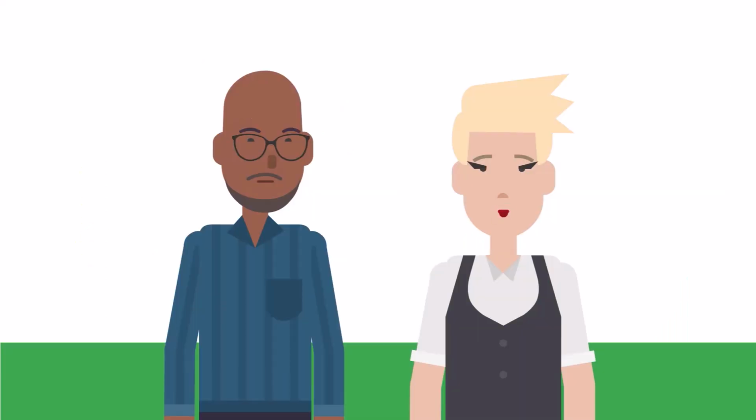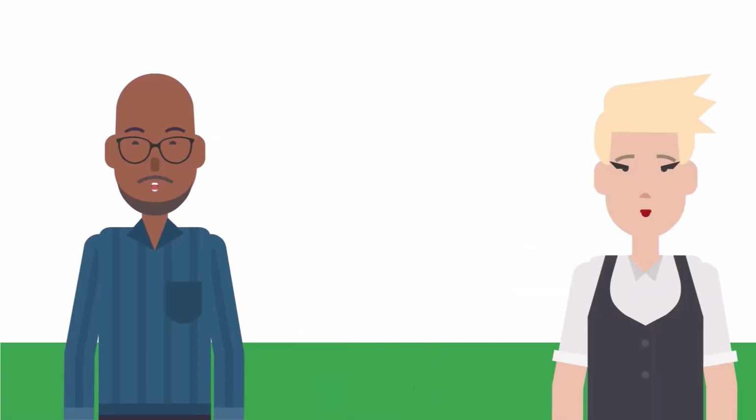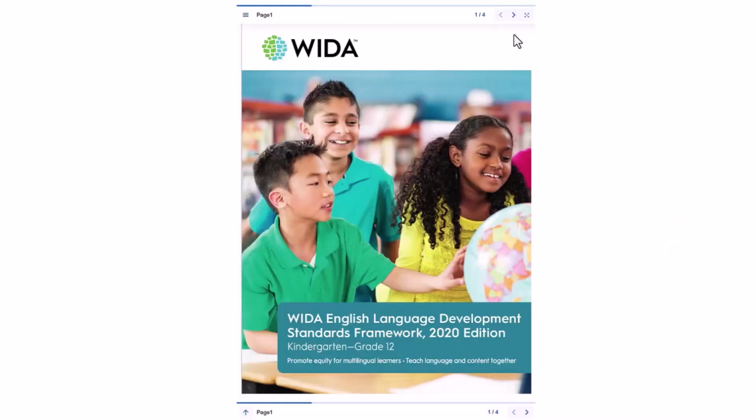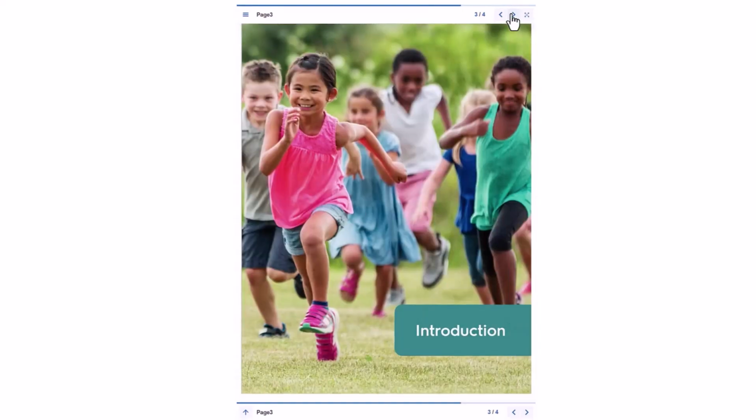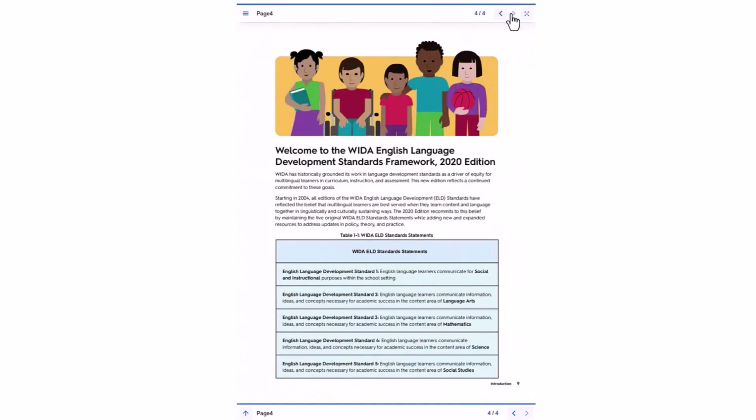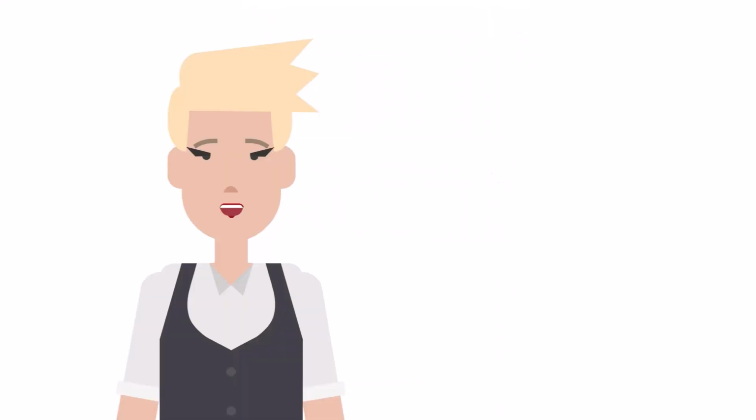Now, let's take a look at the WIDA ELD Standards Framework. In December 2020, we published the 2020 edition of our English Language Development Standards Framework. The WIDA ELD Standards Framework is centered on equity and fosters the assets, contributions, and potential of multilingual learners. The standards framework provides a foundation for curriculum, instruction, and assessment for multilingual learners in kindergarten through grade 12.